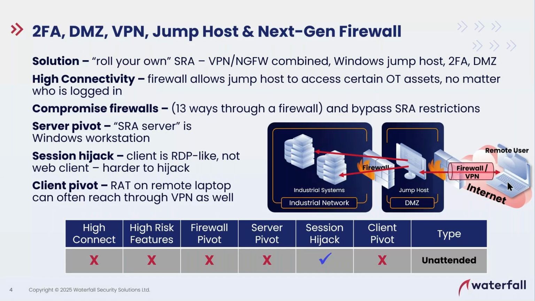I can drag and drop malware onto any sort of share on the jump host. So yeah, these features are a problem in this roll your own scenario. Firewall pivot. Well, I'm sorry, if the firewall has a 0 day and I take it over, I can pivot through it. Yep, that's a problem with this. Server pivot. If the Windows host is not fully patched, or if I find a 0 day in Windows, but that's harder to do.